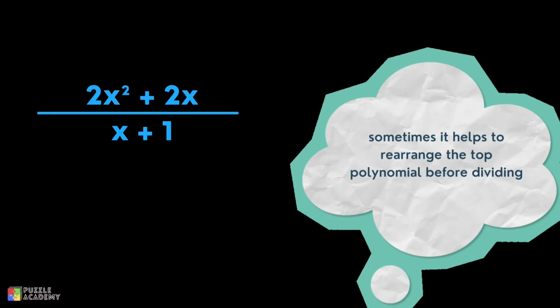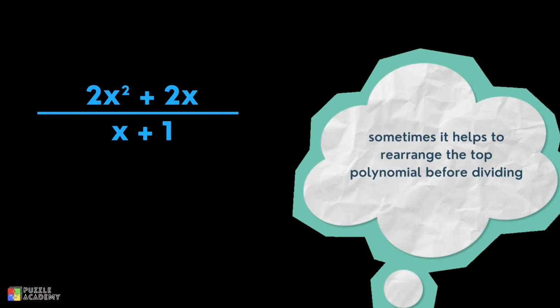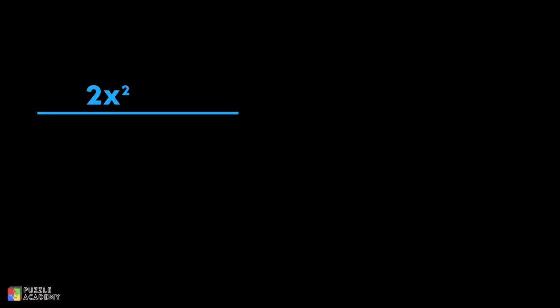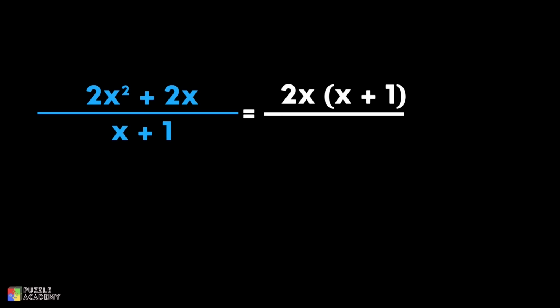Now, sometimes it helps to rearrange the top polynomial before dividing. As in this example, we have 2x squared plus 2x over x plus 1. In this case, we simply extract the x plus 1 from 2x squared plus 2x. If you want to check it, you may try to multiply the numerator. So we have 2x times x, we have 2x squared, 2x times 1, that is 2x. We have the same results as the given.